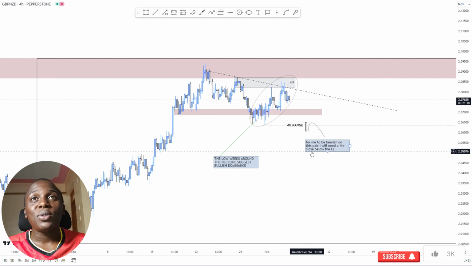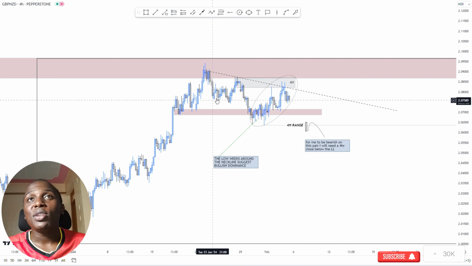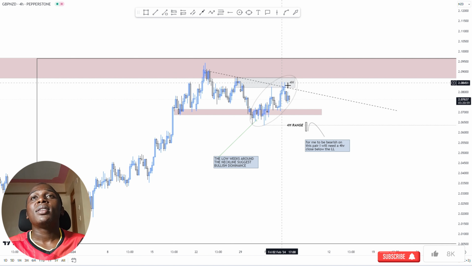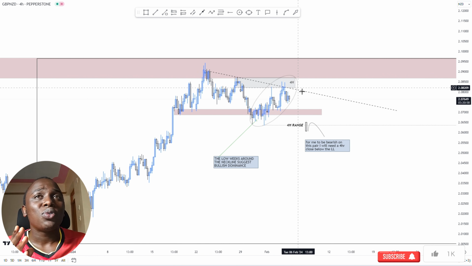So if price closes below this point, that will mean we have a series of lower lows. So this will be a lower low, and also this one will be a lower low, and we'll also have 2 lower highs, this one and the other one. So that is what will make me change my bias from being bullish to bearish.